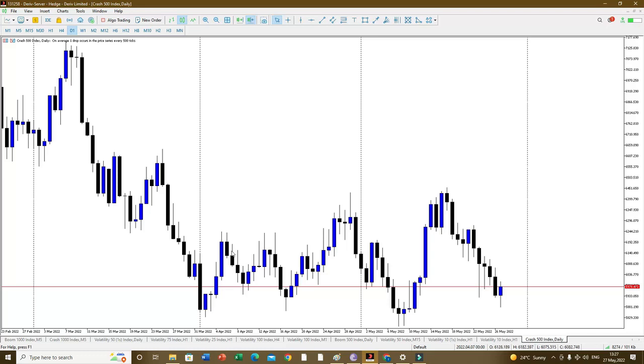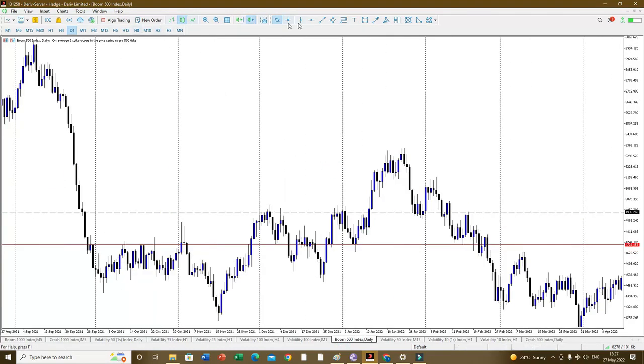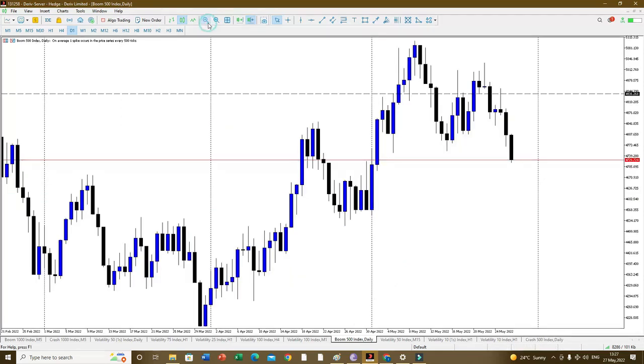If you are on booms, for example Boom 500, let me go to the current position. This is where Boom 500 is. The previous day was bearish. There is no way I'm going to look for buys if the previous day was a bearish market. I'm just going to leave it. Those who are trying to buy Boom 500 today are losing their money. Why? Because the momentum is biased to the downside. But if it was bullish, I would take buys. That's rule number one.